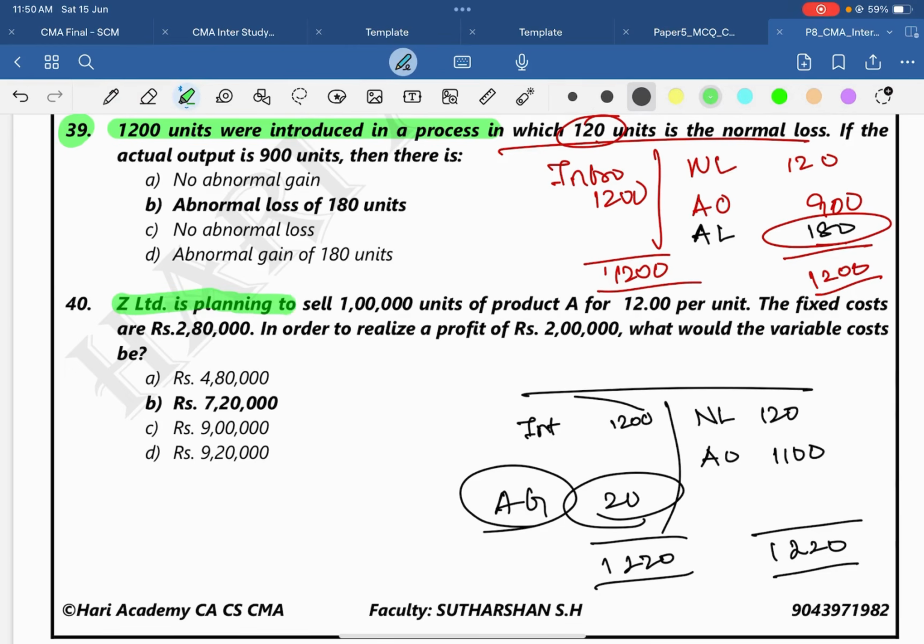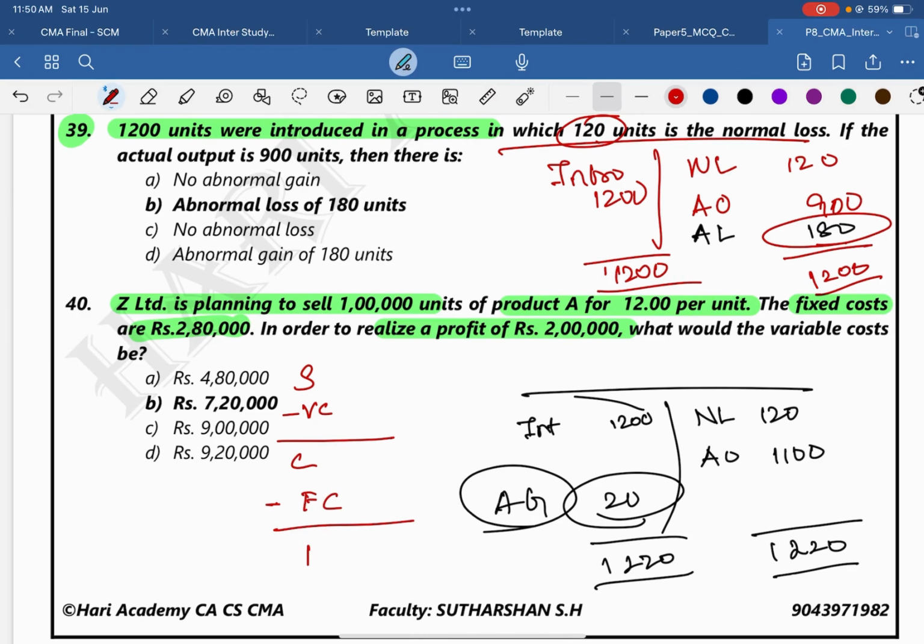Limited is planning to sell 1 lakh units of product A for 12 rupees per unit. Fixed cost is 2 lakh 80. What is the realization of profit? 2 lakh. Very simple. This is a statement: sales minus variable cost gives you contribution, minus fixed cost gives you profit. But what they are asking is the variable cost. We need to arrive at this point. What we are going to do, we will add the values.